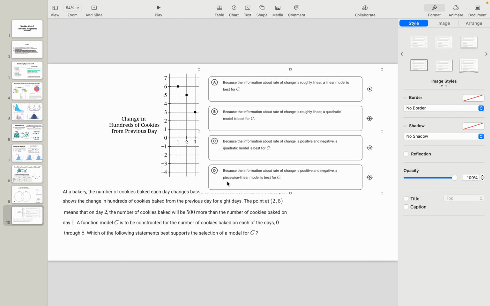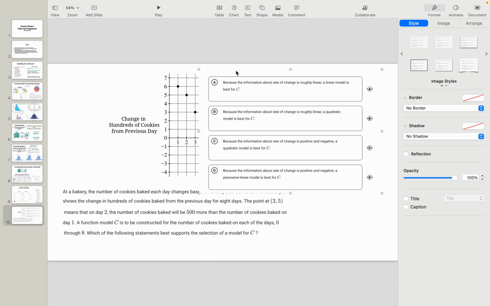I'm going to jump to D, because it can't be D. D is a piecewise linear model, which makes a bit of sense if we say we have to only deal with full days, but it's not linear, so it can't be D. So that means B, because the information of rate of change is positive and negative, a quadratic model is best. Both of these are predicting a quadratic model.